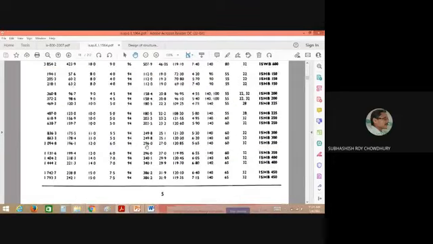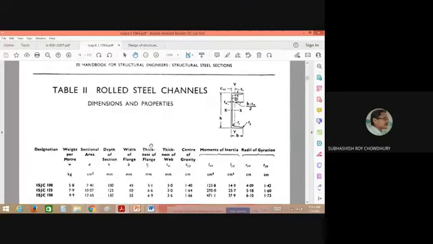Now, other than this one, as this is the first class, you should know what the possible cross-sectional types are. This is one cross-section of one standard rolled steel section. This is called the channel section. The channel section will have the cross-section shape like this. Obviously, there will be a length of the member. The length is not standardized, but the cross-sectional properties of this channel section are standardized.